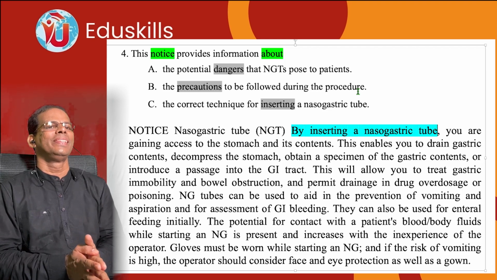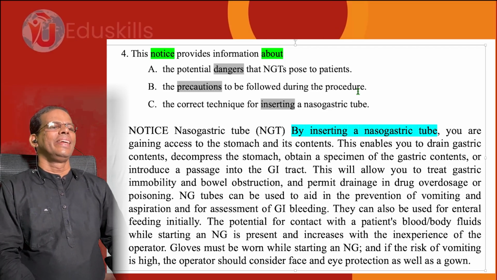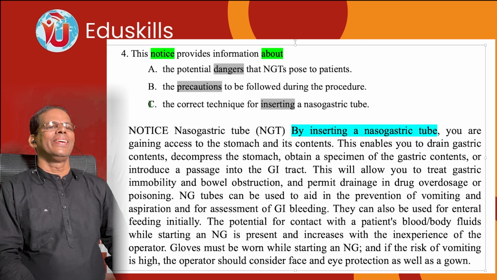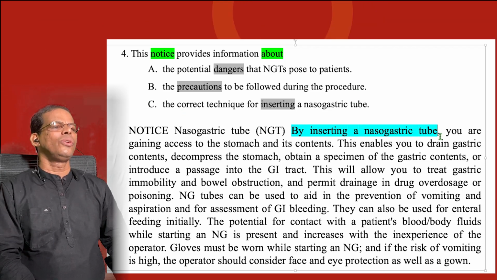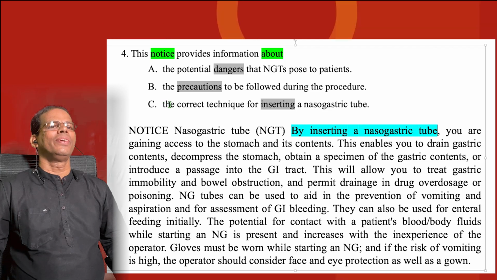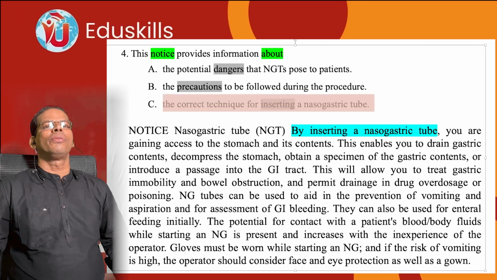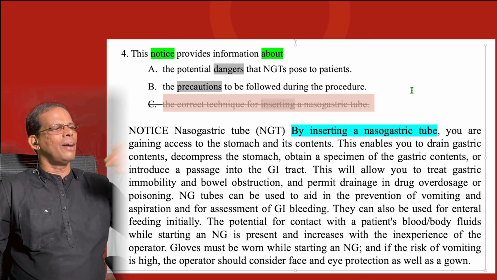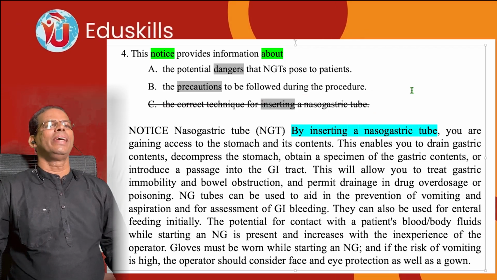What does it speak? Precautions? About the gastric contents and precautions? No. Can you eliminate any option using this, "by inserting a nasogastric tube"? The timeline, can you eliminate any option? Yes, C option can be eliminated because it is speaking about the technique of inserting. Inserting is already over. We are speaking of the stage after insertion. So that timeline is also important. Most of the time you have this technique being used.